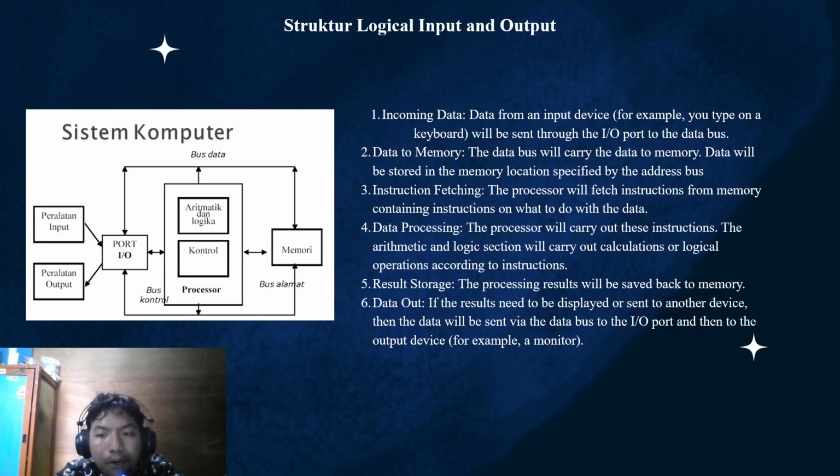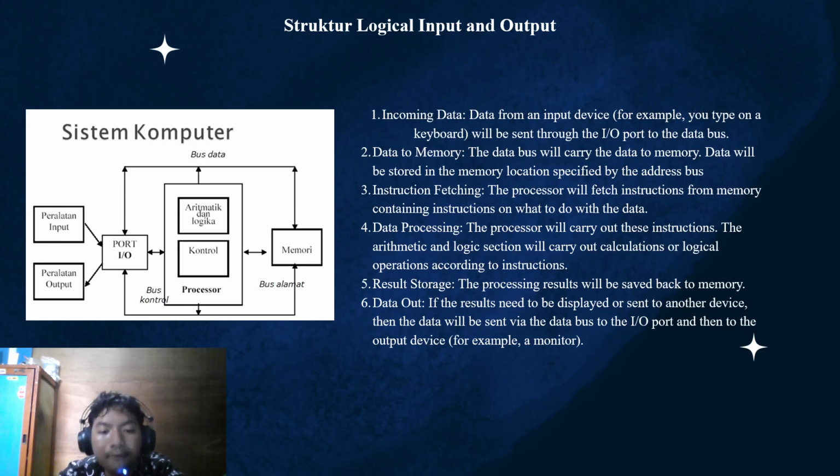Instruction fetching, the processor will fetch instruction from memory containing instruction on what to do with the data. The fourth, I will explain about data processing. Data processing is the processor will carry out this instruction. The arithmetic and logic section will carry out calculation or logical operation according to instruction.